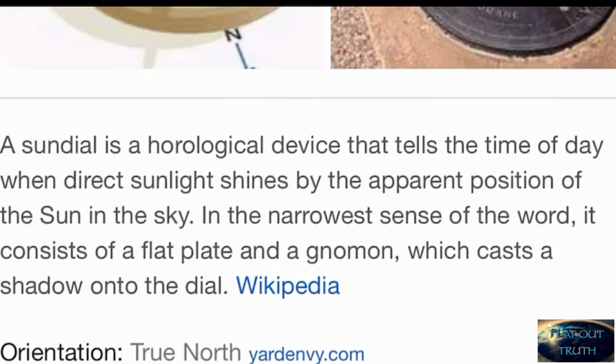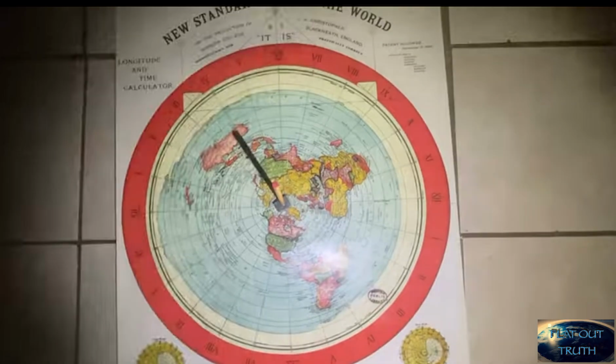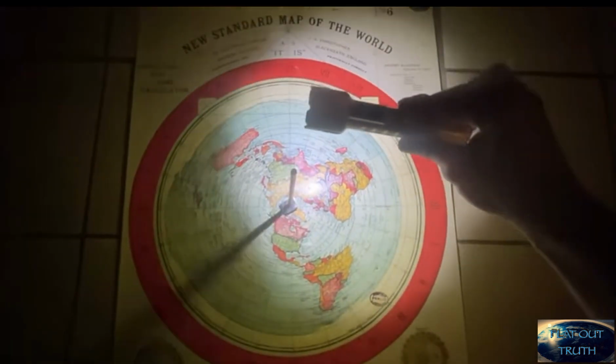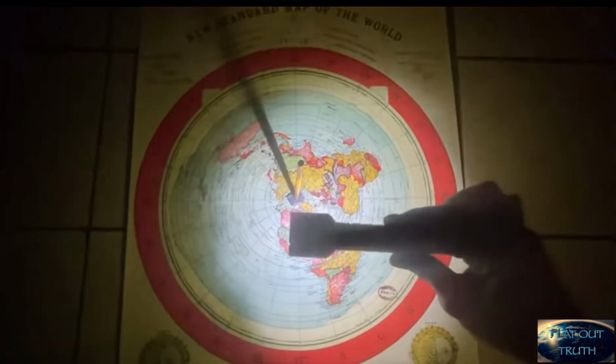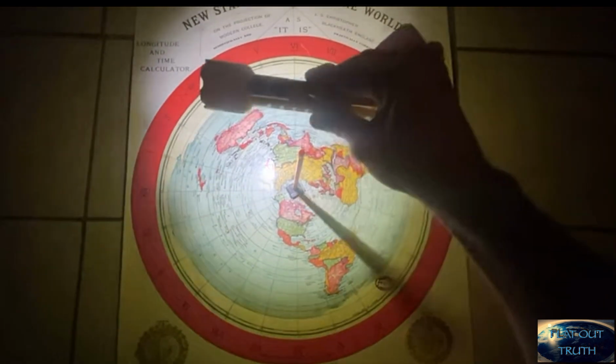A sundial is a horological device that tells the time of day when direct sunlight shines by the apparent position of the sun in the sky. In the narrowest sense of the word, it consists of a flat plate and a gnomon, which casts a shadow onto the dial. And I myself am going to show you how that works on the time calculator of the Gleason's flat Earth map. You see, the sun has to be in the sky, and the sun itself has to be rotating in its clockwise circuit.